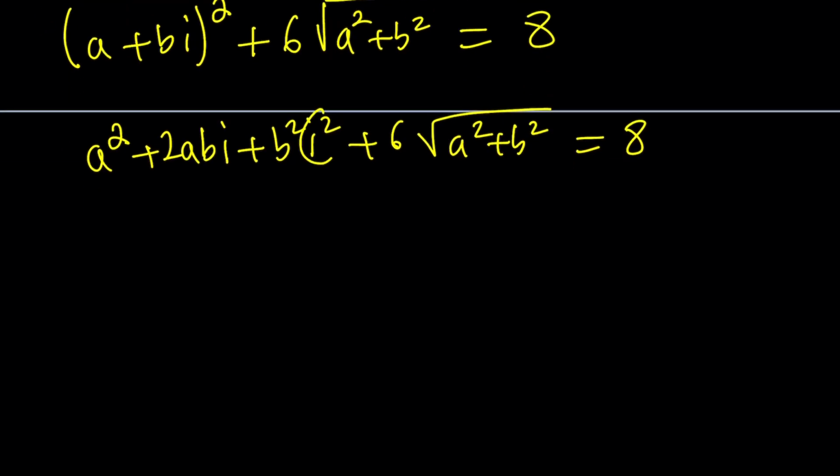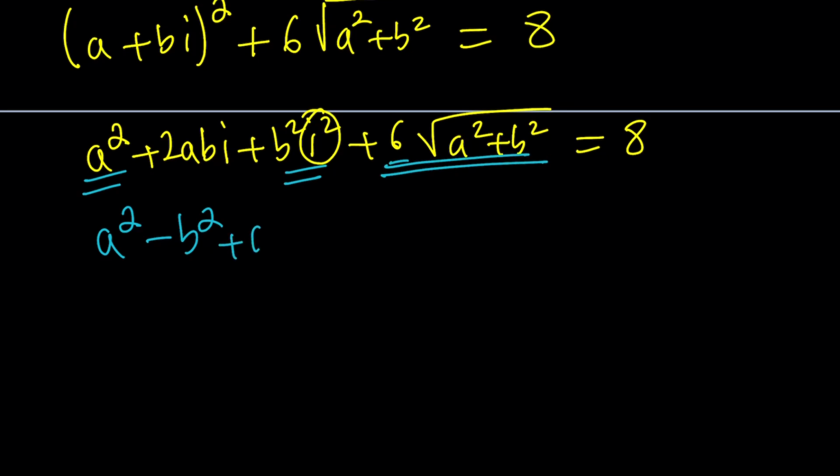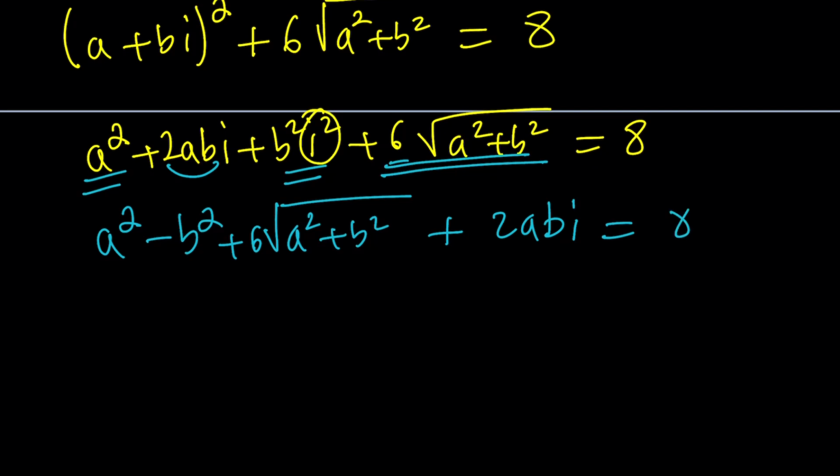Now notice that i squared is -1, something that you should never ever forget, right? So we can put this together with a squared. So these two are going to make up the real part, plus this one, which is plus 6 times the square root of a squared plus b squared. The only imaginary part is 2abi, and this is equal to 8.